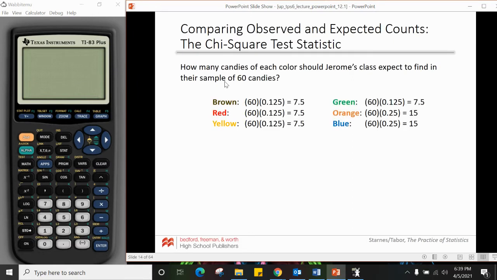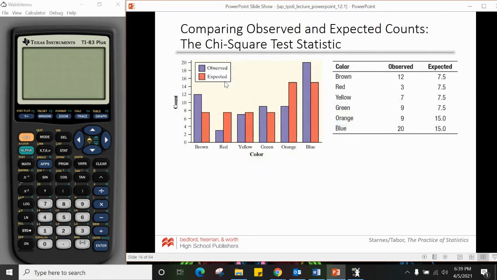Like I said here, these are my expected numbers: 7.5, 7.5, 7.5, 7.5, and 15 and 15. And then here are our observed values. So we want to see how different these observed values are from the expected. Okay. And you can see here, we got observed in purple and red. And so theoretically, these should add up to 60 for both of them because that's how many are in this sample. Now the question is how are those 60 candies divided up?